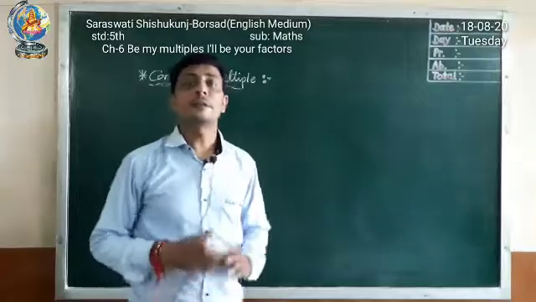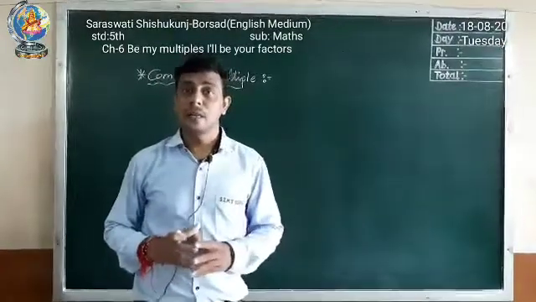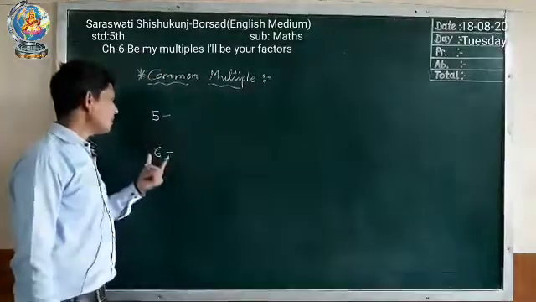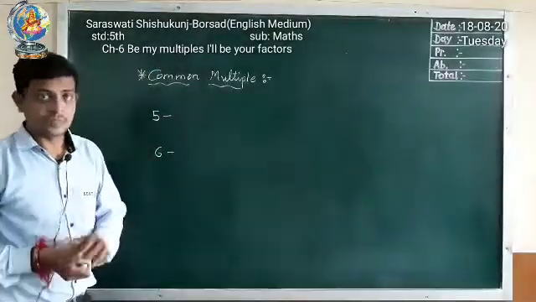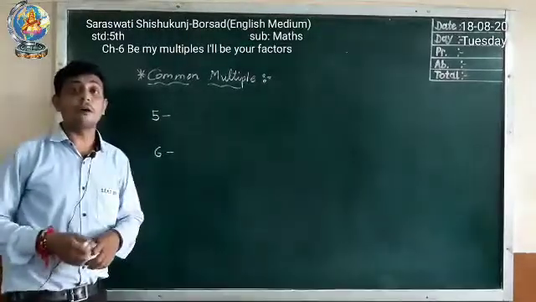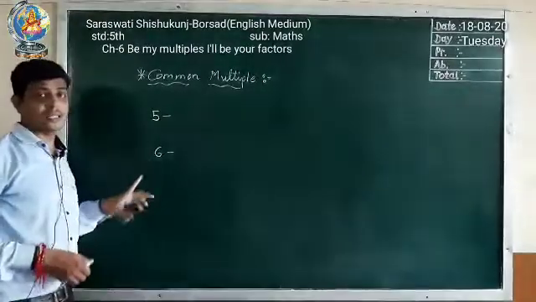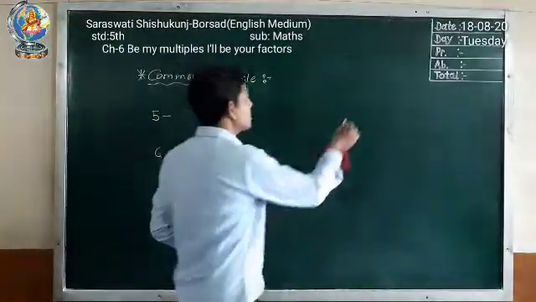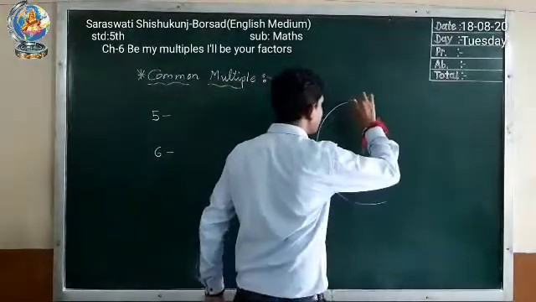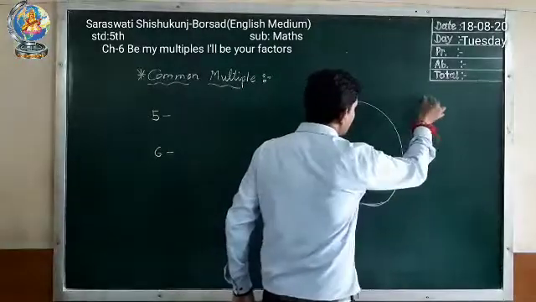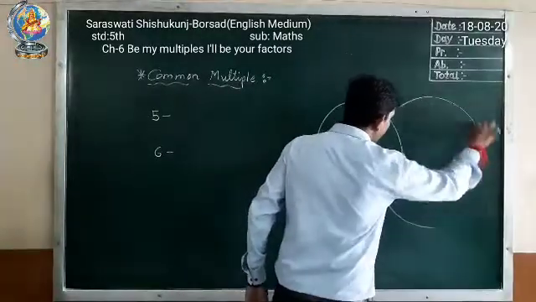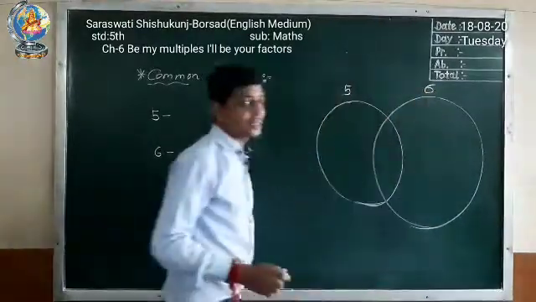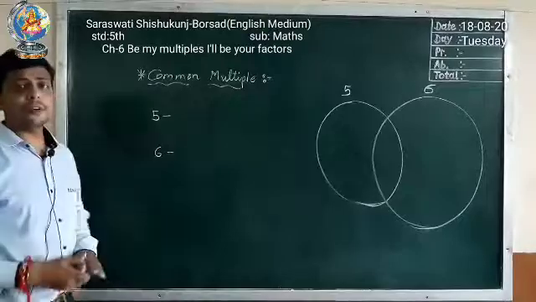How can we find common multiples of two different numbers? I have written two numbers here, 5 and 6. Now I want to find common multiples of 5 and 6. Suppose I draw two circles here, or we can say a Venn diagram, for 5 and 6.